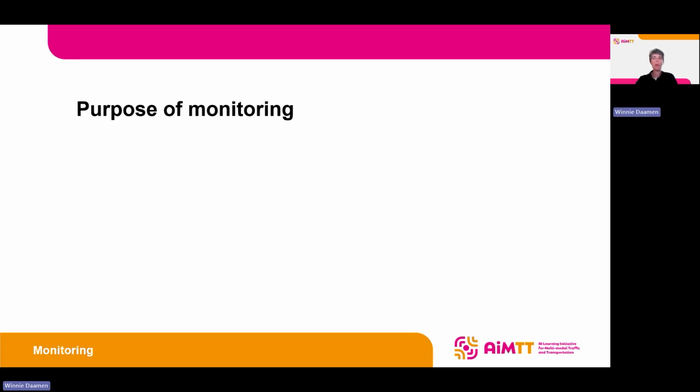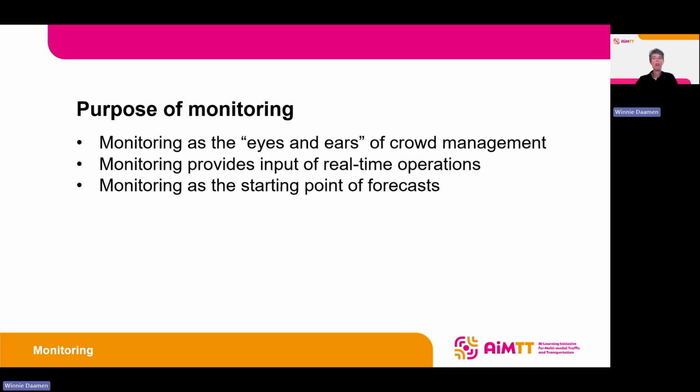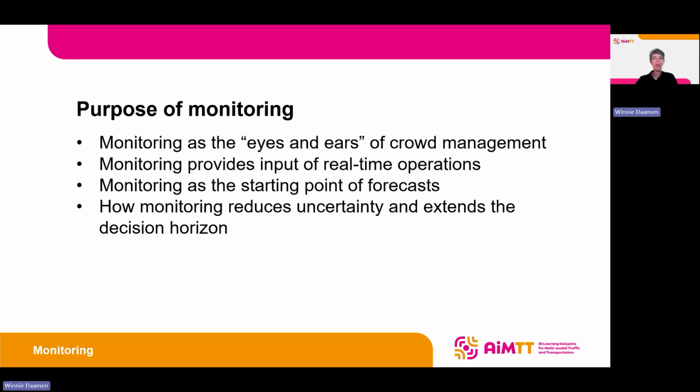But why do we want to perform monitoring? Monitoring is essentially the eyes and ears of crowd management. It gives us real-time insight into what is happening on the ground during the event. These insights can be used as a starting point for short-term forecasting, that is, predicting what will happen in the next minutes or hours. Once we understand what is happening now and what most likely will happen in the future, we can anticipate this future situation. This way, monitoring reduces uncertainty and extends our decision horizon. Instead of reacting to problems, we can act before they escalate.